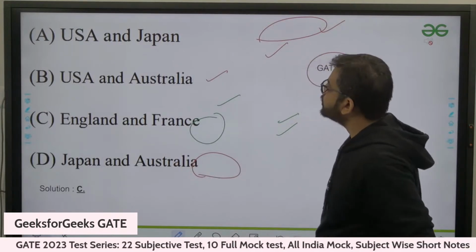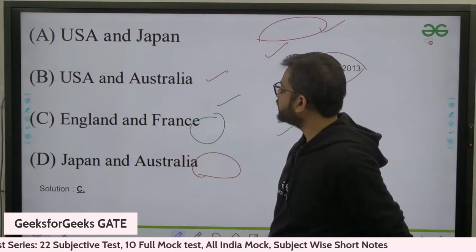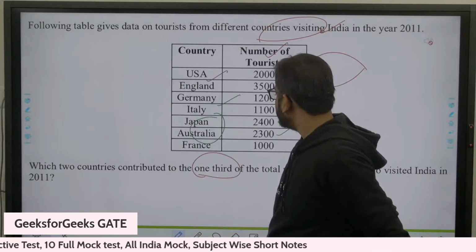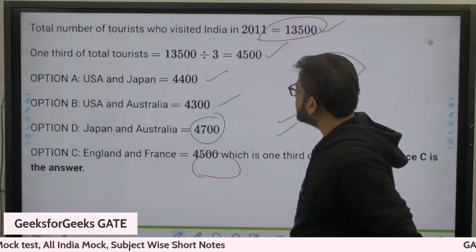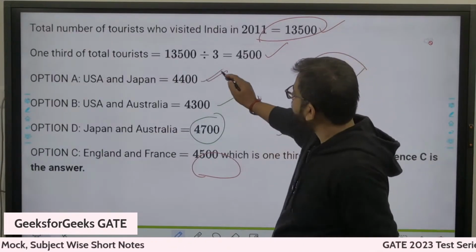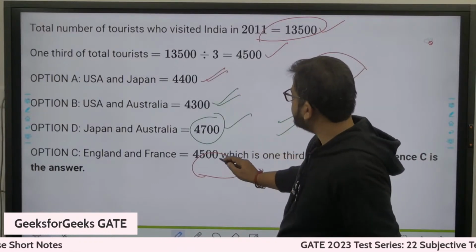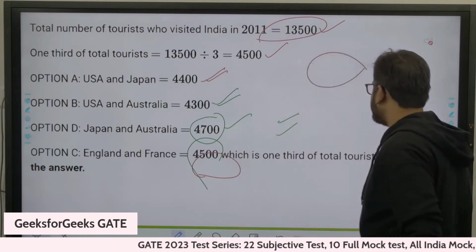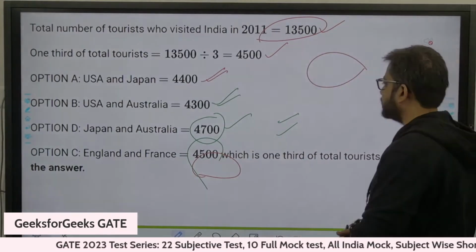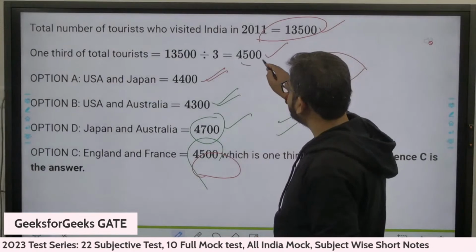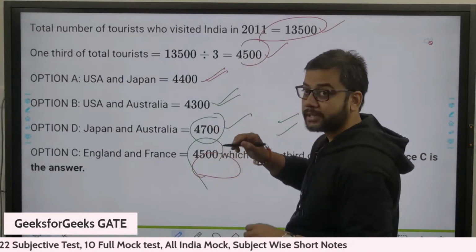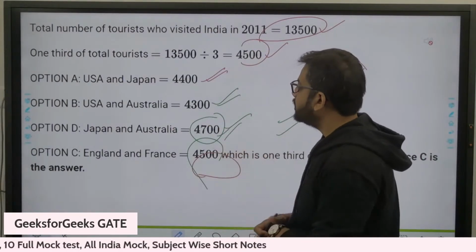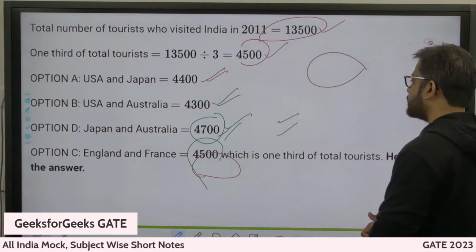The fourth option, England and France, we have left. So after doing this calculation, this is 4,400, 4,300, 4,700, and 4,500. I've just done the basic addition. So which one is the one third of the total? One third is equal to 4,500. And which is the greatest? 4,700, Japan and Australia.